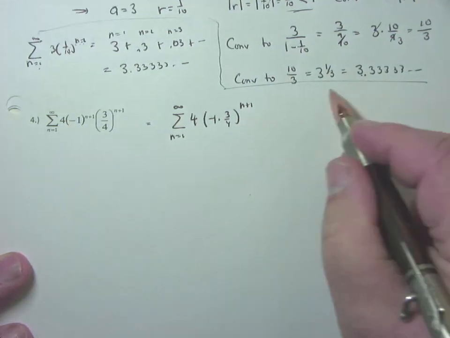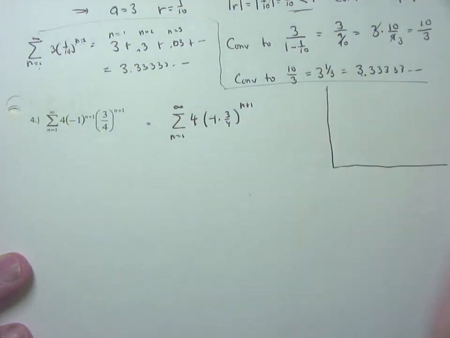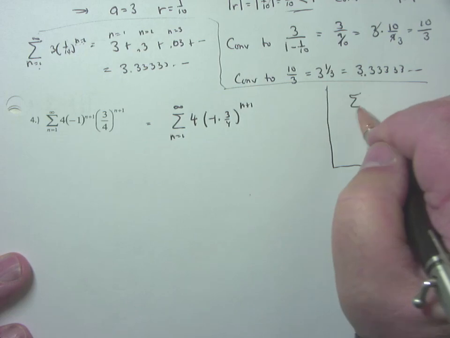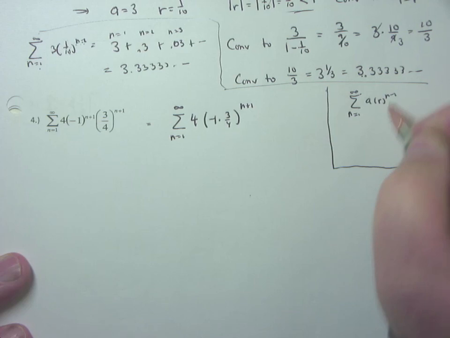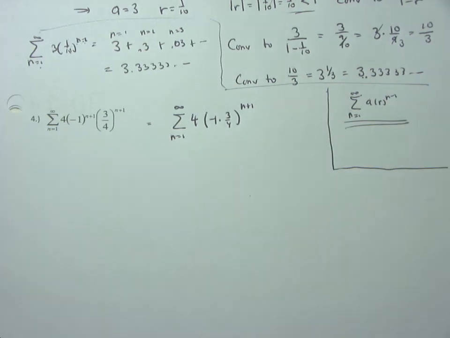Remember, my ultimate goal on a geometric series is to write it as the sum as n goes from 1 to infinity of a r to the n minus 1. That's what I'm trying to make it look like, so I can pull off the a and pull off the r, and then analyze it. Classic engineering calculus, analyzing in a particular format.